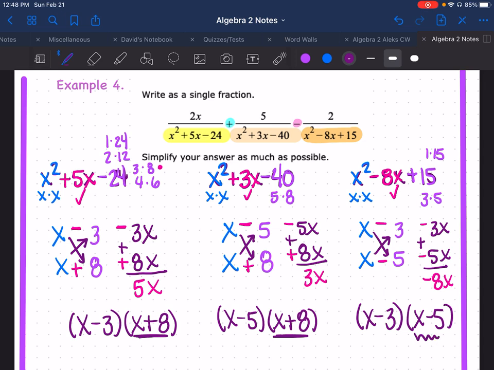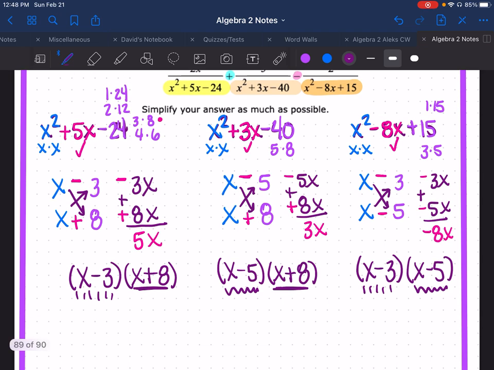So notice right here, I have this and I have it again. So I only need one of them. And then take a look at this. Oh my gosh, you guys, look. They match too. So even though it looks like I have 1, 2, 3, 4, 5, 6 different factors, I really only have 3 different factors. I have these guys, I have these guys, and then I have the wiggles, right? I have the 2 wiggles. So there's my LCD.